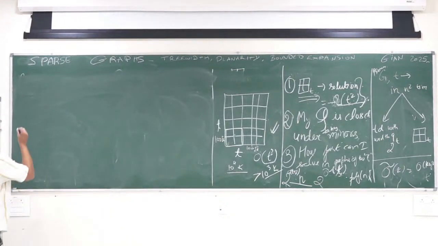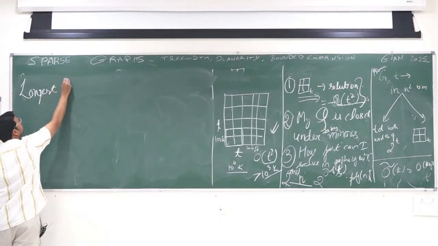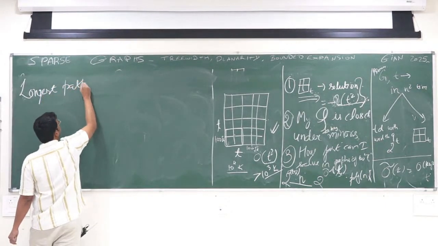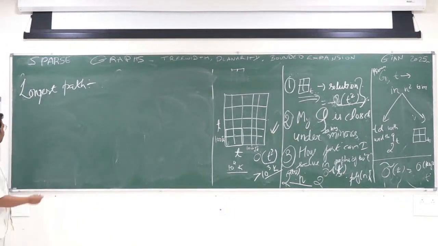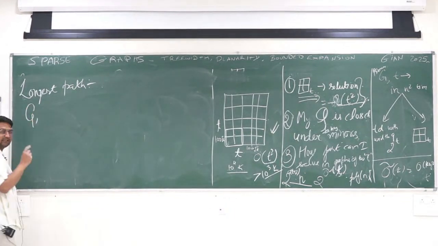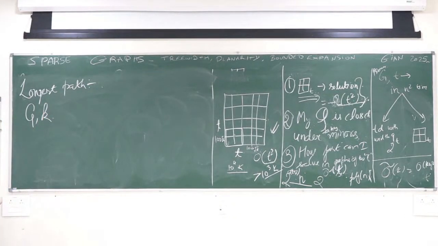So let's go to longest path. For longest path, the input is a graph G, for us a planar graph G, and a parameter k. What we ask is: does this graph contain a path of length at least k? This problem isn't easy. Shortest path is easy, but this is difficult.